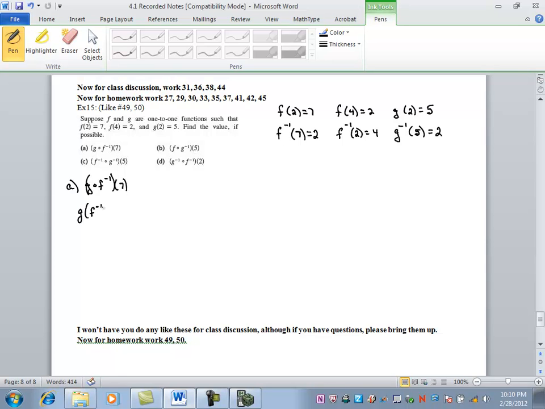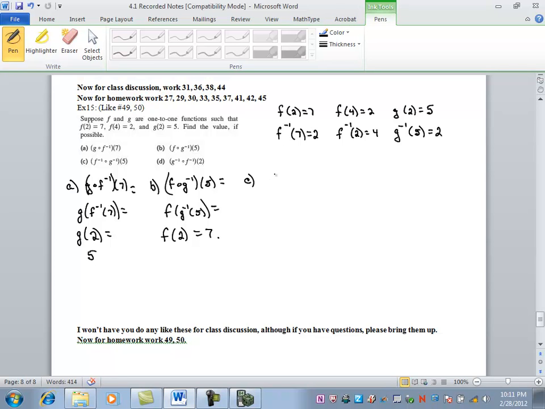Alright, so when we look at part A here, g composed with f inverse of 7 becomes g of f inverse of 7. What is f inverse of 7? Well, f inverse of 7 is 2, and we know g of 2 is 5. If we look at B, f composed with g inverse of 5, this is going to be f of g inverse of 5. g inverse of 5 is 2. f of 2 is 7. There we are.